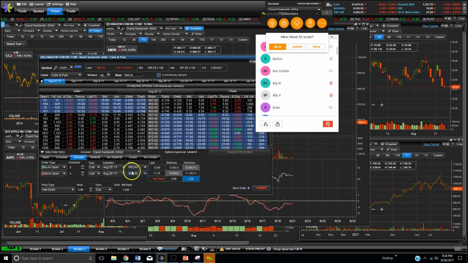So here again, as long as Amazon's above 957.50, you don't have to sell it, and you could let it expire, do nothing. But the only time you have to sell an option, or a spread I should say, is if it's between these two strikes on expiration day. If August 25th comes along and Amazon's at 955.01, you have to sell this. Otherwise, you're going to be long 100 shares of Amazon at 955 on Monday.